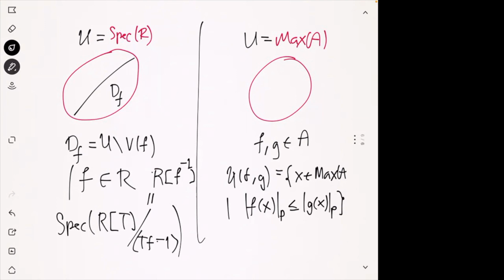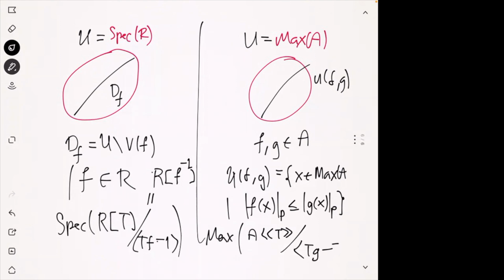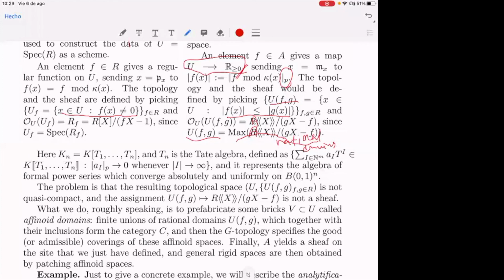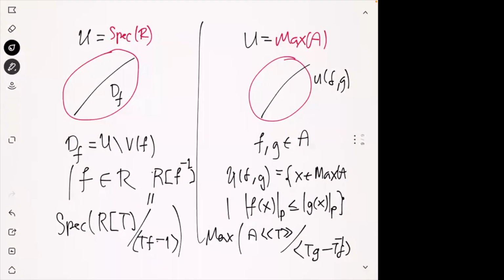So this is just R adding an inverse for F. And this set, U_{F,G}, is also given by the max of some algebra, which is A, to which you add some new constant T, and then you divide by GT minus F, something like this. Let me just check. Yes, so it is GT minus F.